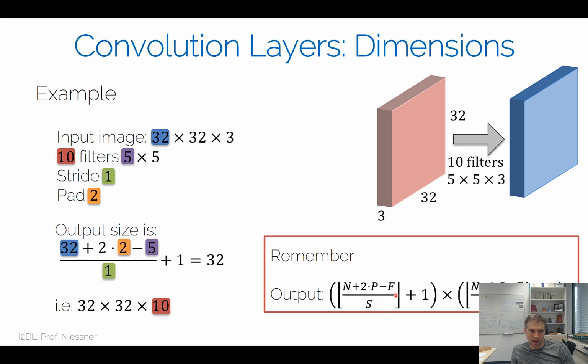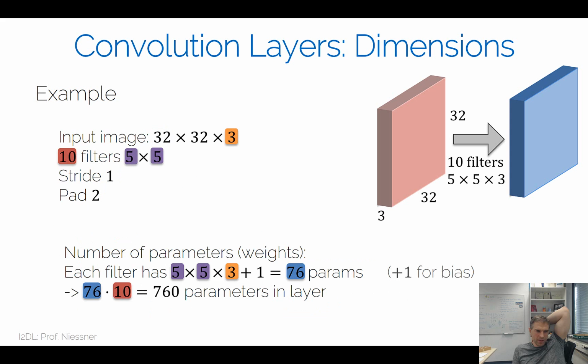Okay? And here's this coloring, which makes it clear, right? We have 10 filters that determines the output dimensionality. We have an input image of 32 that determines this 32 here in the output size. We have the filter of 5, which determines this part of the formula in the output size. We have a stride of 1, which makes the division by 1. And we have a padding of 2, which is this plus 2 times 2, right? Okay. This is basically what we're doing right now. This is our dimensionality. And we can have another example here.